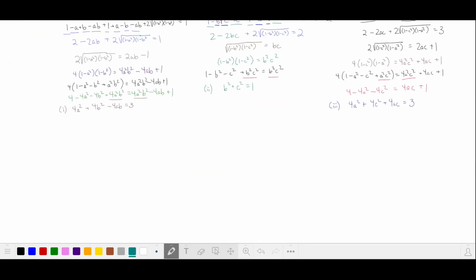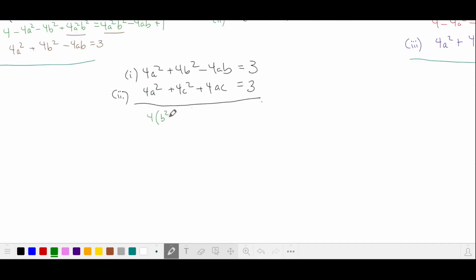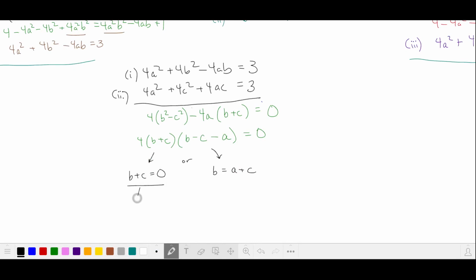At a glance, we can see that equation 1 and equation 3 are pretty similar, so let's combine them. We'll get rid of these 4a squared. We'll get 4 times b squared minus c squared. And if we subtract the second equation, we can factor out a negative 4 and an a, and we're left with b plus c. The right-hand side is 0. We can factor out 4 and b plus c from both of these terms. We have b minus c from here, and then a minus a. Now we have two cases. Either this factor is equal to 0, or this one is. Let's call this case 1.